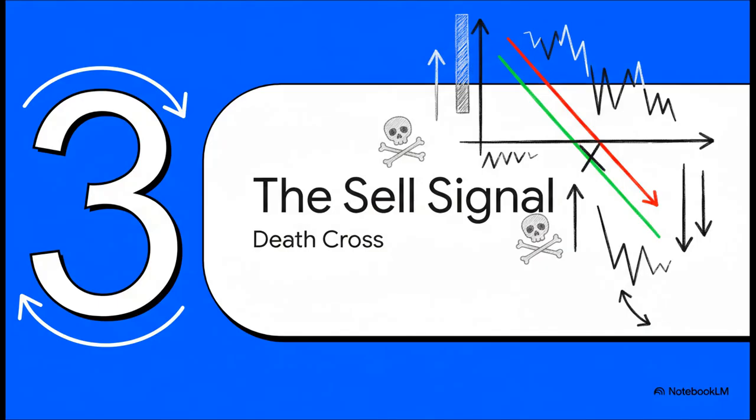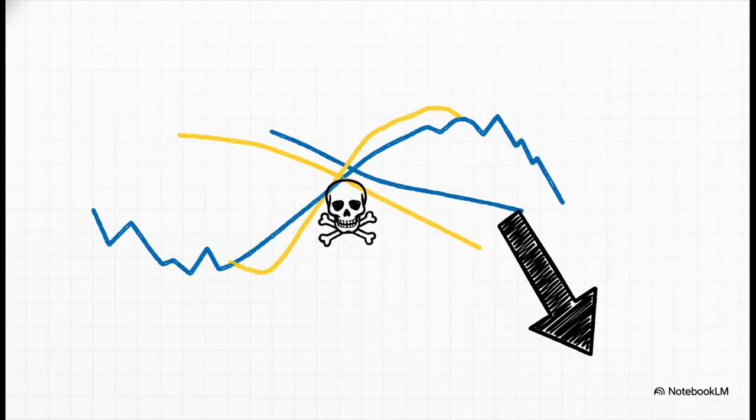Now for the other side of the coin. Every good strategy needs an exit plan, right? Or at least a way to spot when things might be turning sour. For this strategy, that signal has a pretty dramatic name, the death cross. So just like the golden cross hints at an uptrend, the death cross is your warning bell. It suggests that momentum is shifting to the downside and that the bears might be about to take over.